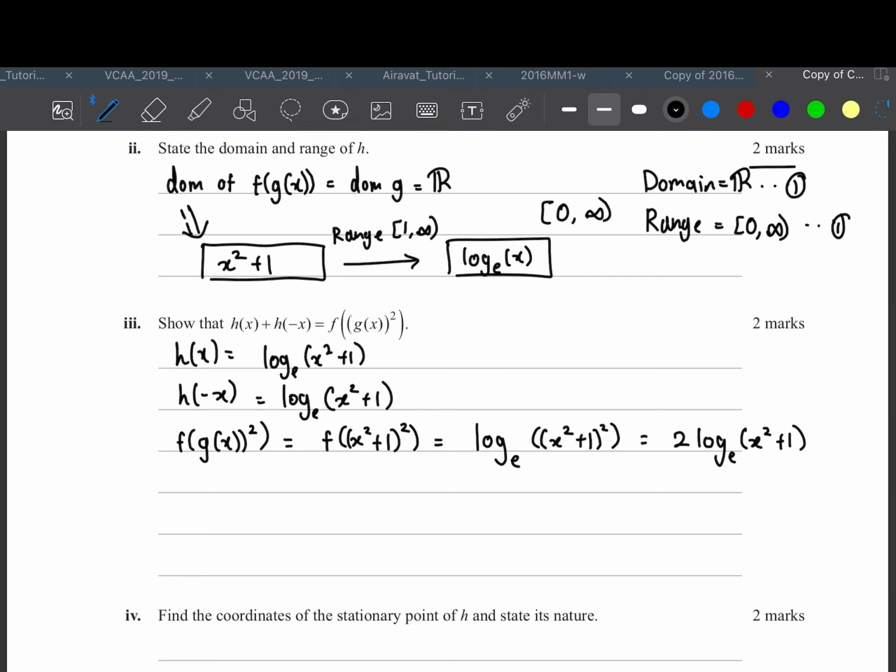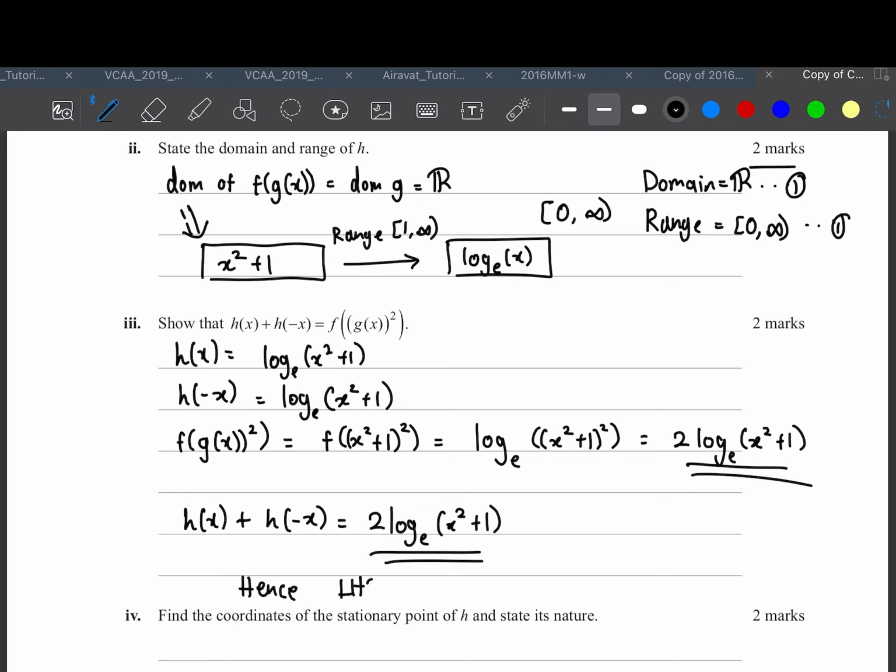So that's your f of g of x squared. Now let's add h of x and h of negative x. You can see they both are the same function, so h of x plus h of minus x is just going to be 2 times log base e of x squared plus 1. Now we can see it's just the same thing, so hence LHS is equal to RHS.